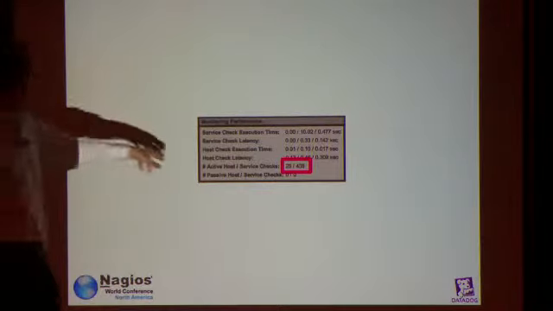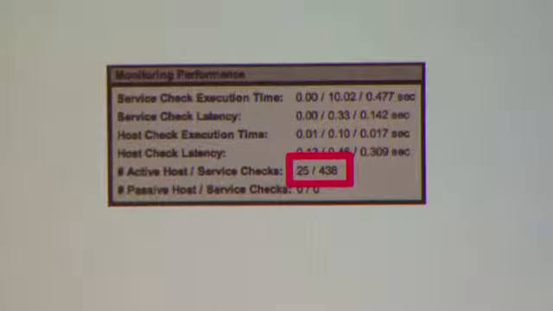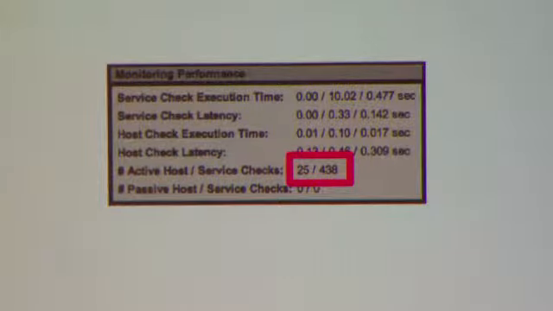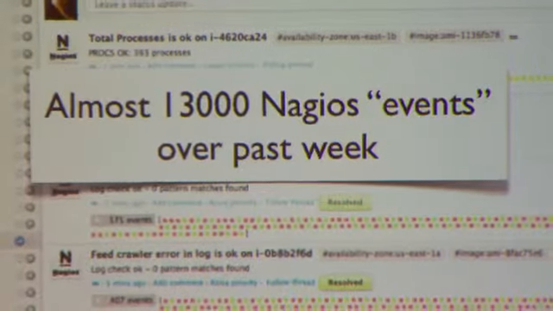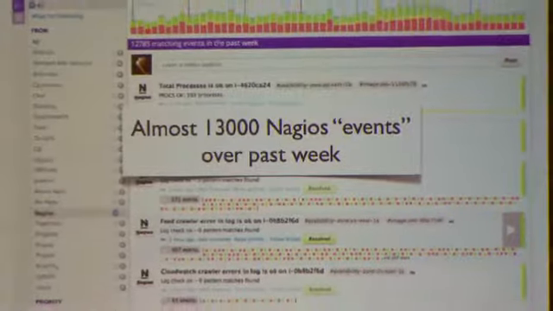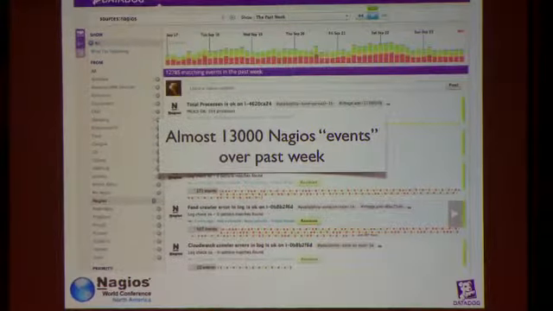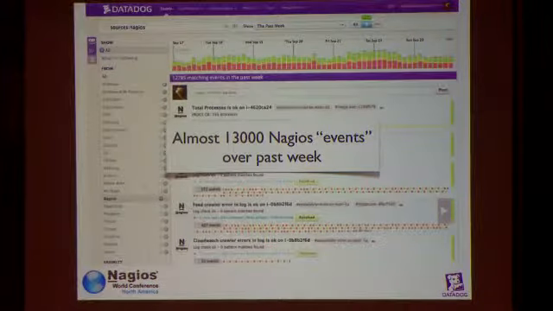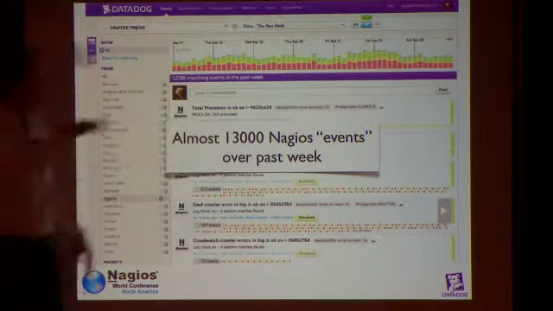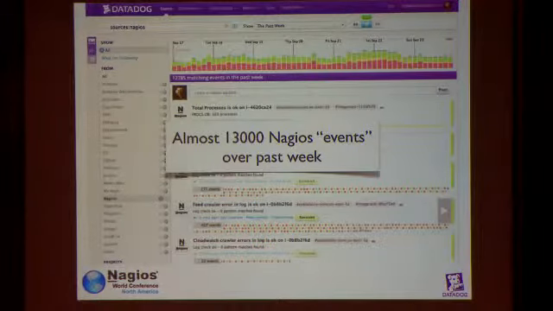So one example is one of our environments. It's a relatively small environment. It's 25 machines, 440 checks, nothing outlandish. That simple environment generates about 13,000 Nagios events over the past week, if you will. And then you can see there's a mix of things going up and down, up and down. There's the split between soft or hard alert states, and recoveries. So it's a lot of stuff that's happening.